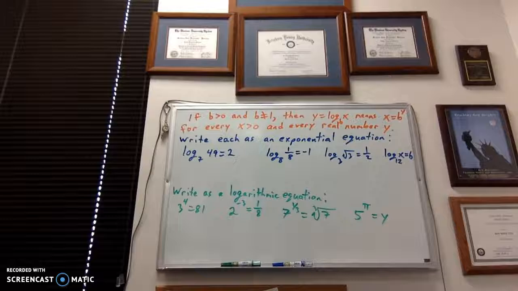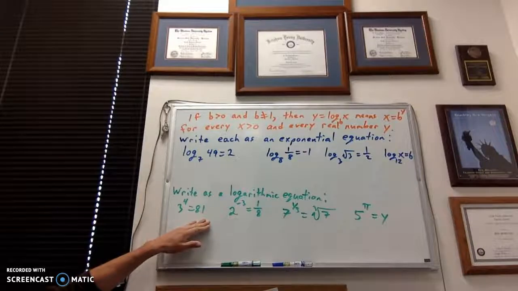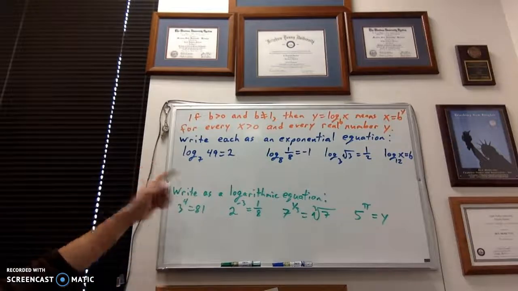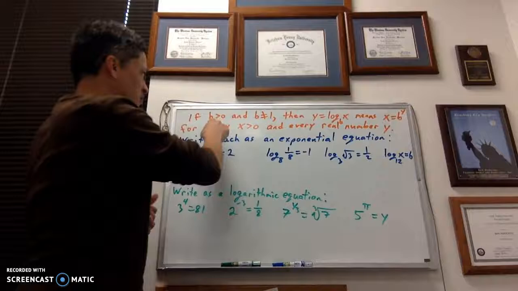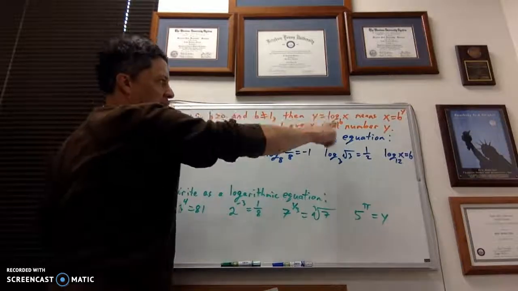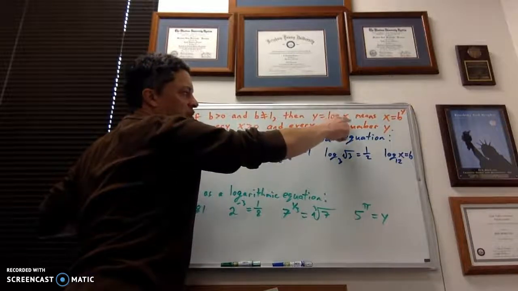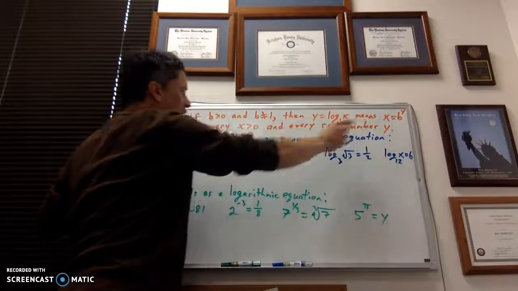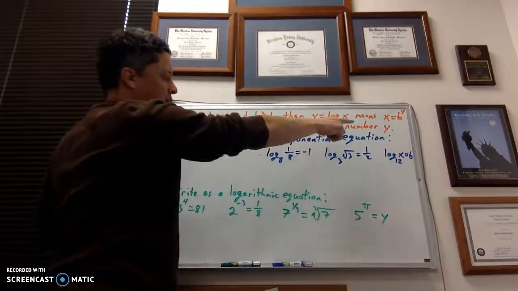So what we're going to do is convert logarithms into exponential equations, and vice versa. We're going to convert exponential equations into logarithms. If you have a b value that's greater than 0, and b itself cannot equal 1, then here's the meat of this discussion. y equals log base b of x means that x equals b to the y, for every x greater than 0 and every real number y.